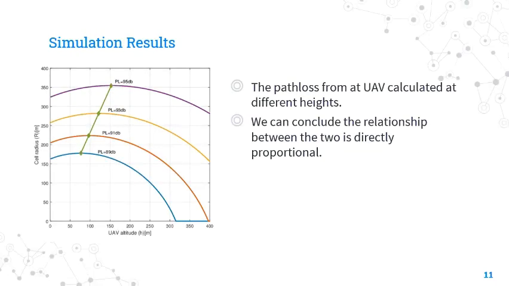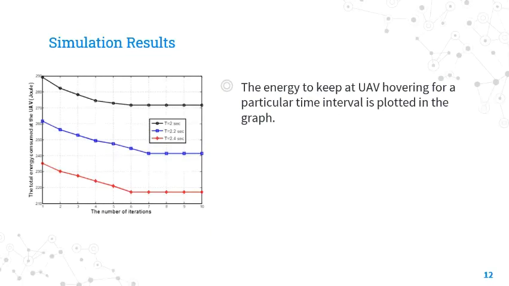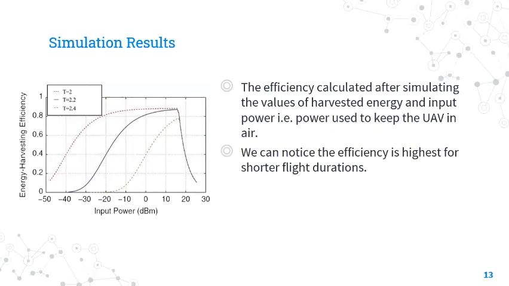Here we discuss the simulation results. The path loss from a UAV can be calculated at different heights, and after simulating we can conclude that the relationship between the two is directly proportional, that is, the more the height, the more the path loss. The energy required to keep a UAV hovering for a particular time interval is plotted in the graph as shown in the figure. Also, the efficiency is calculated after calculating the values of harvested energy and the input power, that is, the power required to keep the UAV in flight. We can notice that the efficiency is highest for shorter flight durations.